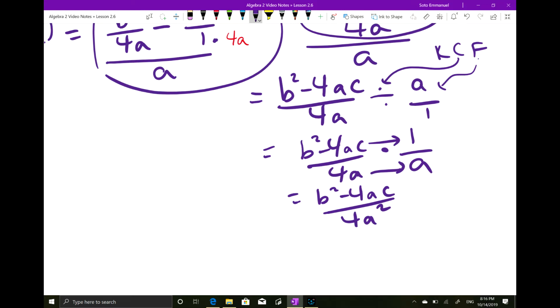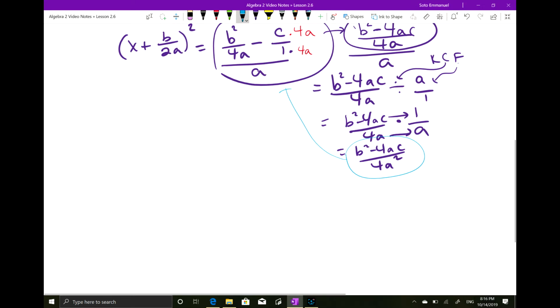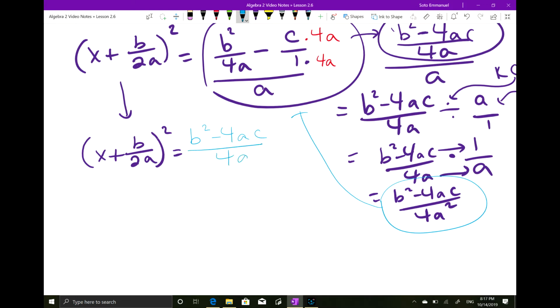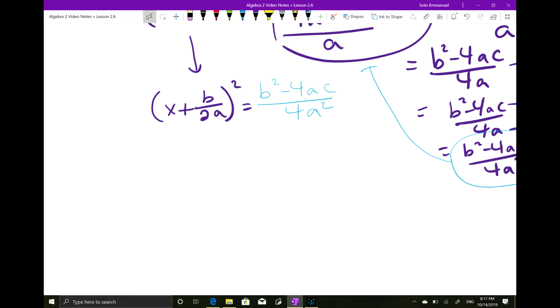So now this part here is going to replace all of this. I'm going to rewrite the equation using that, in blue. So we've got (x + b/2a)² equals, in blue, b² minus 4ac over 4a². All right, now we've got a couple more steps and we're pretty much done. Remember, we're solving for x here, so we've got to get rid of the squared.